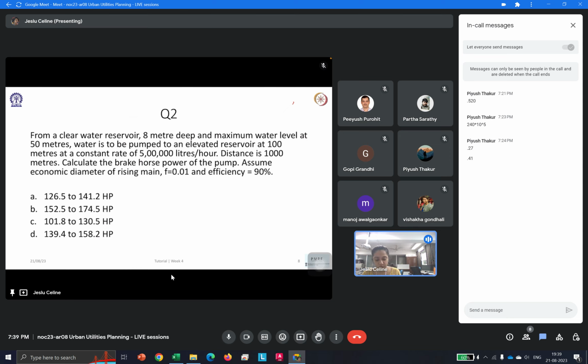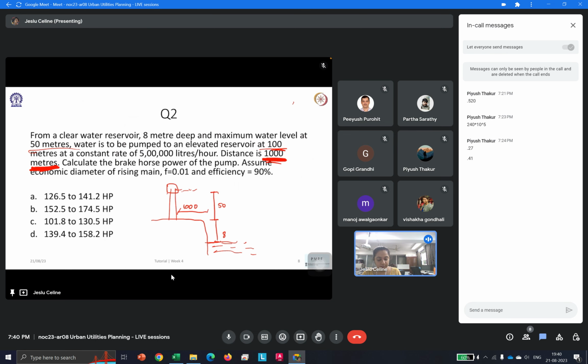Just to understand what this question means: you have water at some point, and this is 8 meters, and then you have a reservoir somewhere, and water is to be pumped at 100 meters. Sorry, distance is given to be 1000 meters. So this is 1000 meters, and you need to lift it up to, again, 50 meters. So this is what is given to us in the question. Sorry, let's come back.